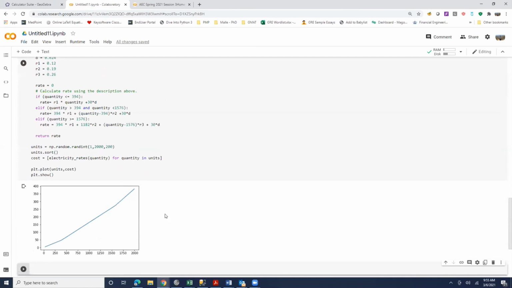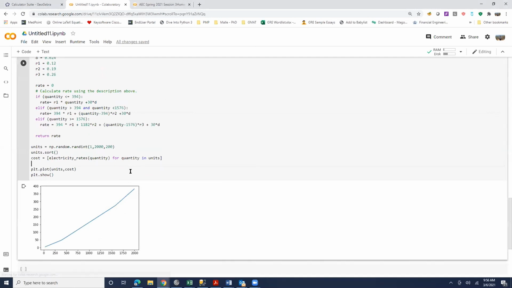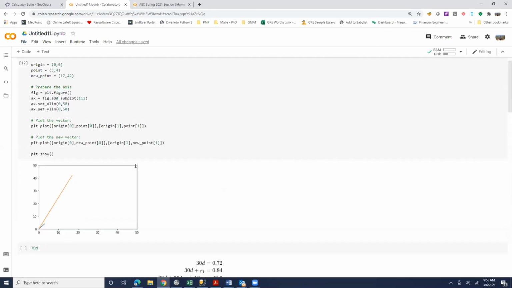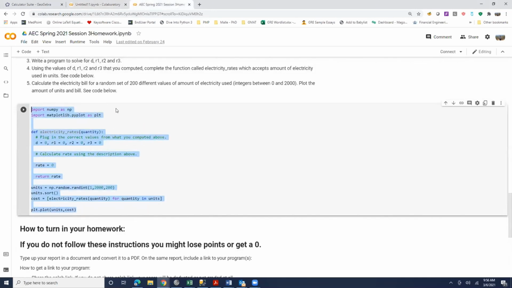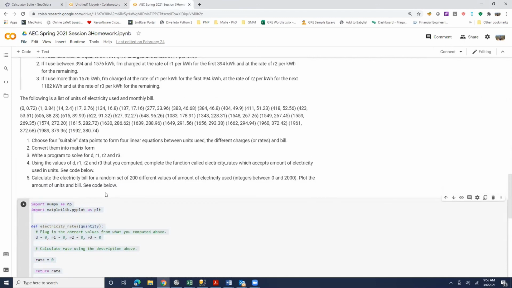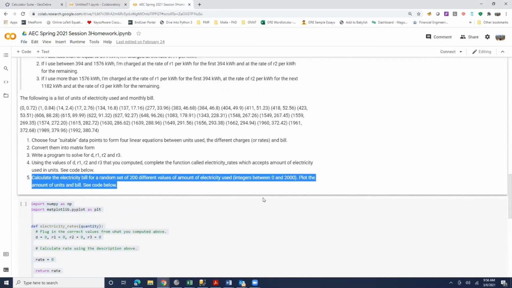Okay, so do we have a plot? Yeah, we have a plot, right? So if you notice, like Shreya mentioned, this is a piecewise linear function. So why is this interesting? The question is also to plot, and I think that's what the question had. So you're supposed to plot as well. Plot the amount of units and bill.